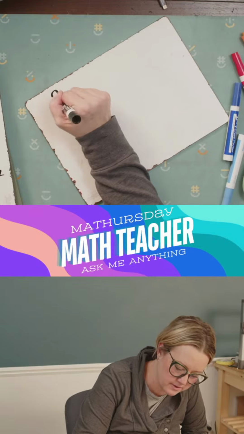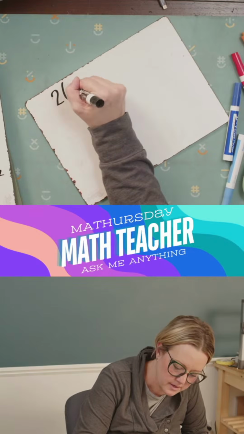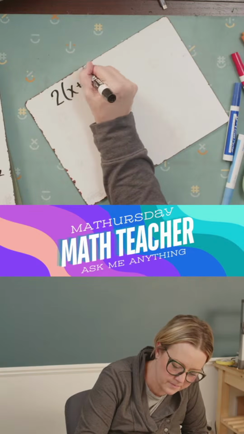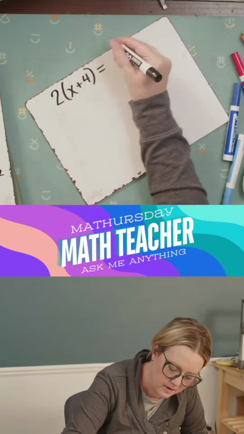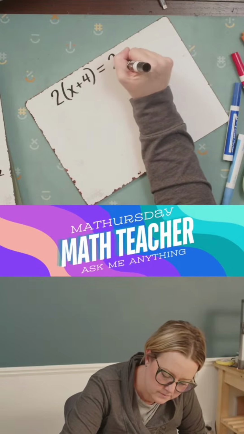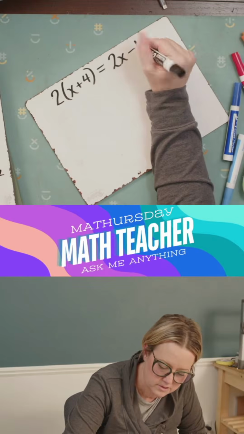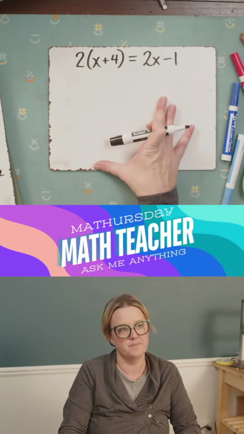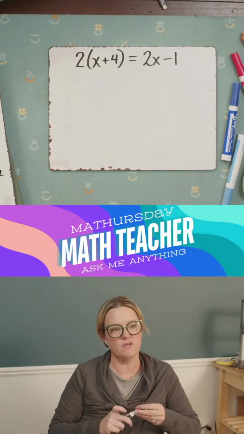Okay, so let's take a look at this. So I've got 2 times x plus 4 equals 2x minus 1, okay? So go ahead and solve this one.